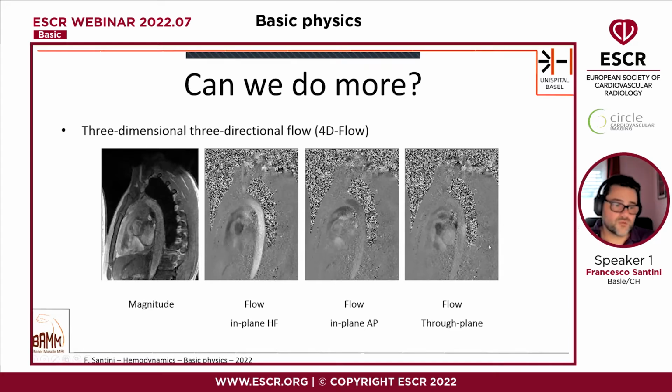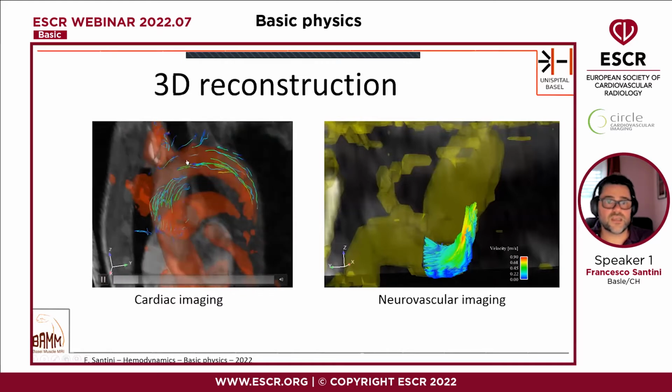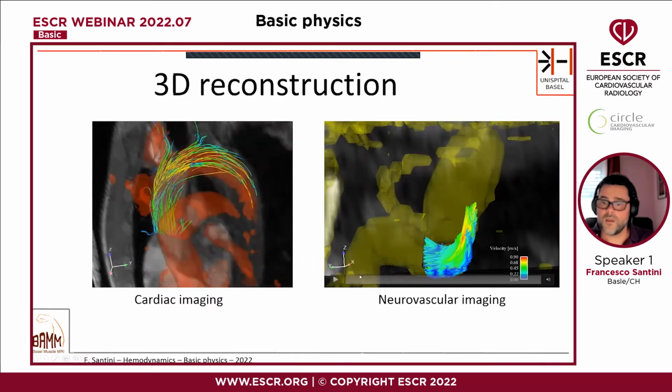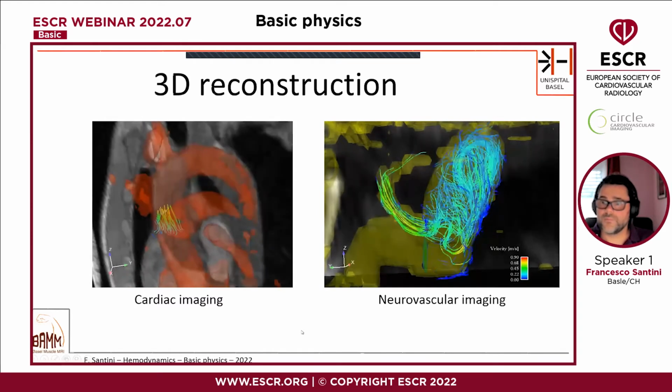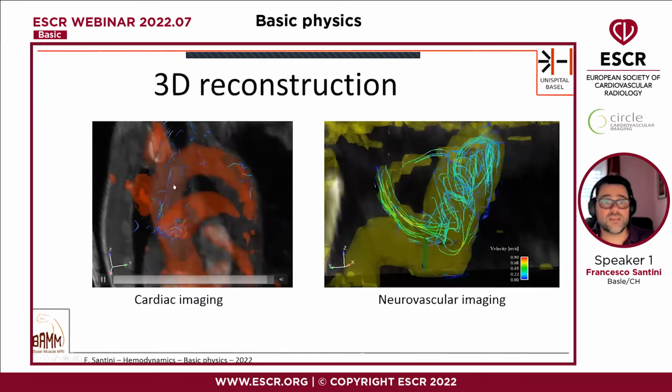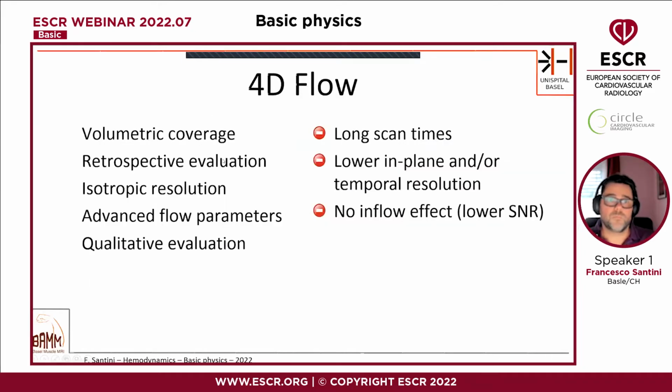And this allows us to do something like fancy cardiac imaging visualization. This is the aortic arch. Or in this case, in neurovascular imaging, we can see the flow in the aneurysm. So we see that we have a richness of information. We have a volumetric coverage. We can do retrospective evaluation. We have isotropic resolution. So 4D flow is very convenient in many aspects.